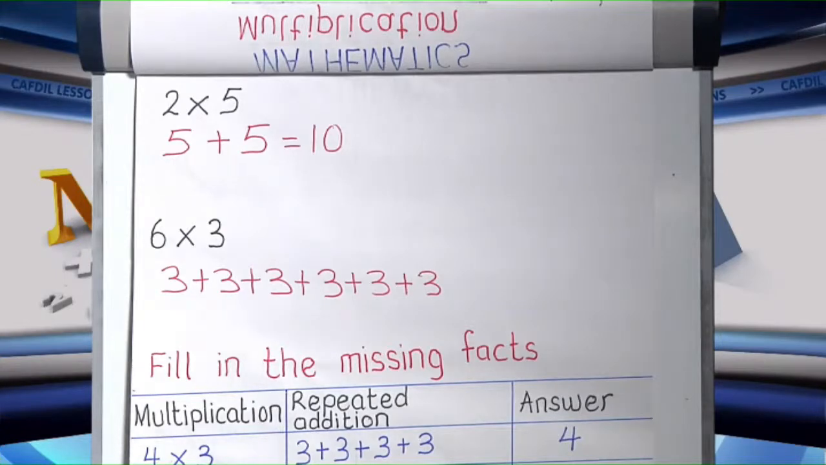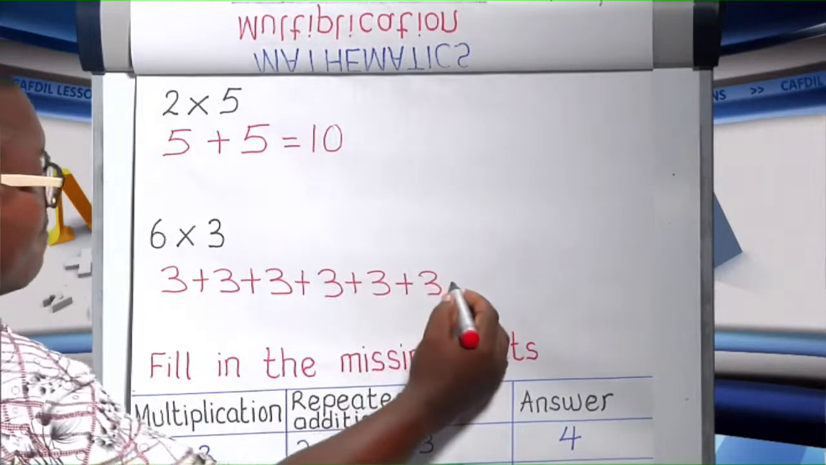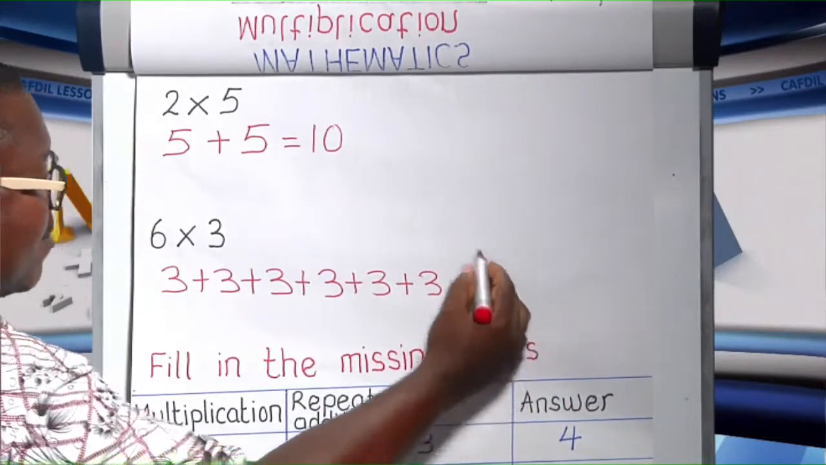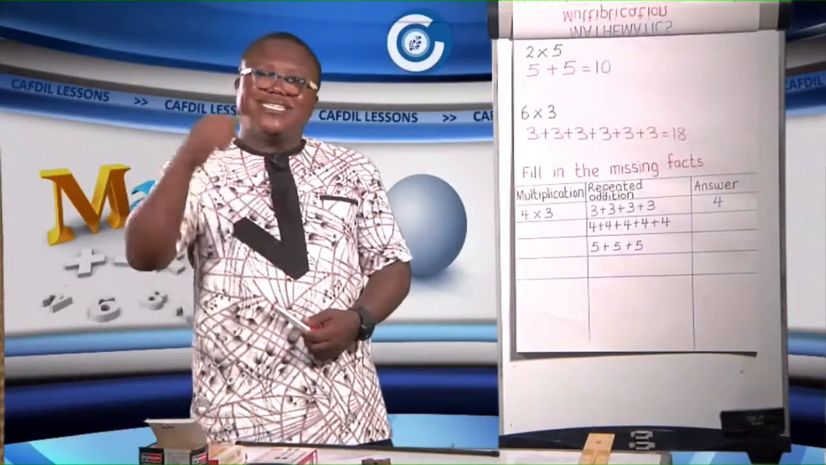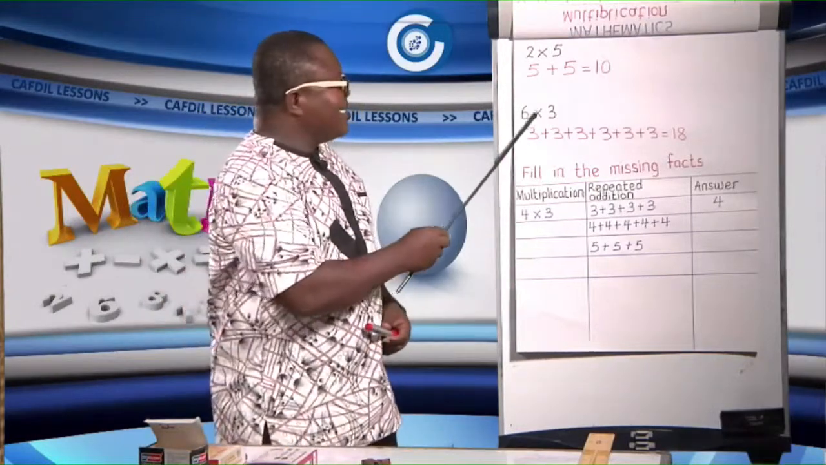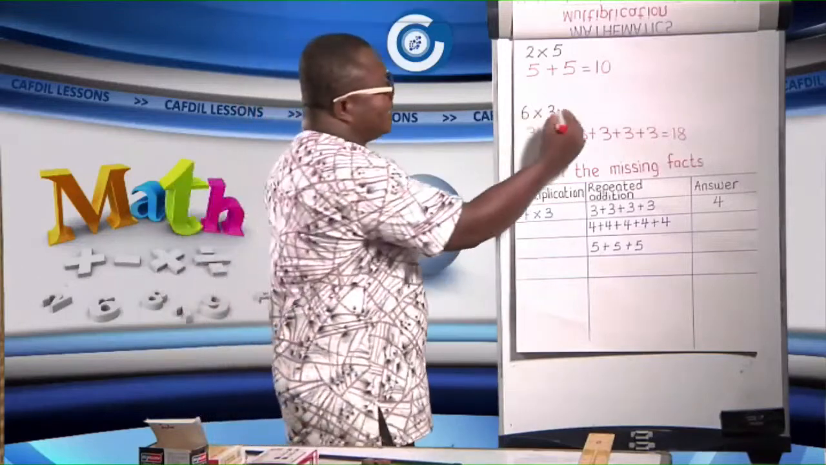It's repeated addition. So if we add them together, let's count: 1, 2, 3, 4, 5, 6, 7, 8, 9, 10, 11, 12, 13, 14, 15, 16, 17, 18. So 3, 3, 3, 6 times is what? 18. So this tells us that 6 times 3, the answer is what? 18.